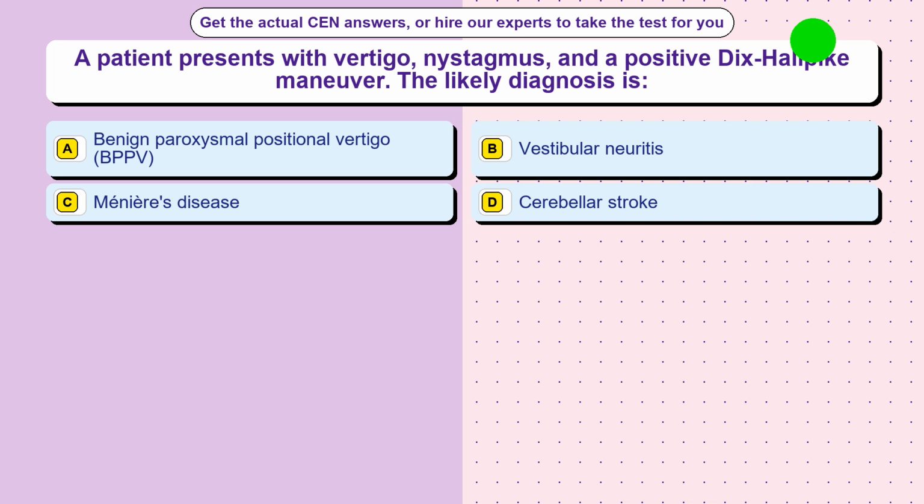Question 16. A patient presents with vertigo, nystagmus, and a positive Dix-Hallpike maneuver. The likely diagnosis is Option A, benign paroxysmal positional vertigo, BPPV. Option B, vestibular neuritis. Option C, Meniere's disease. Option D, cerebellar stroke.